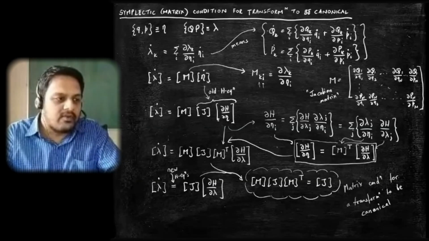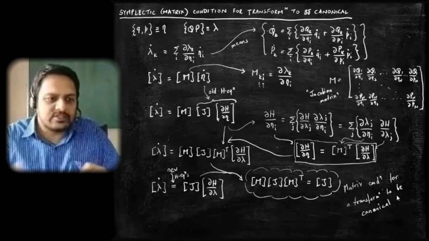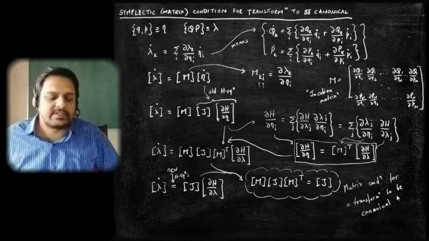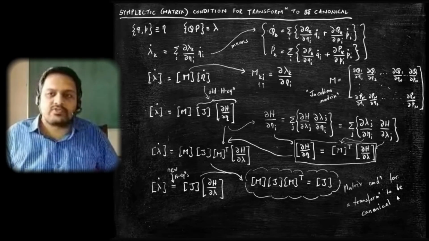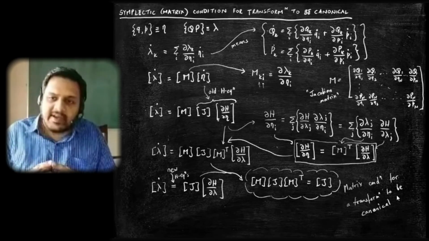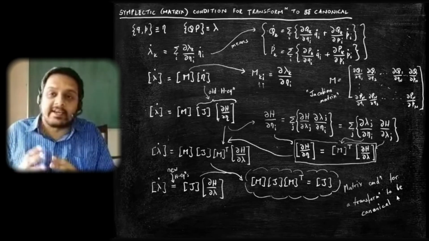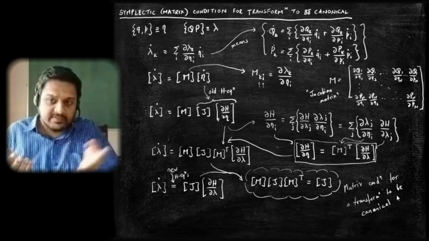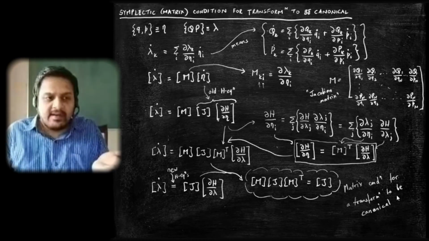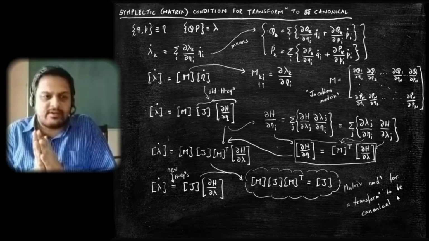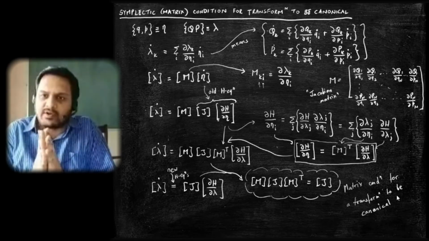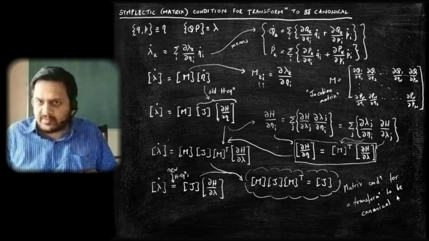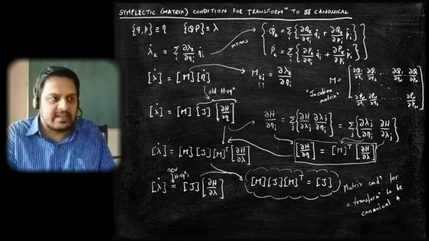To conclude for today, let us do one more thing and then we will stop. The one more thing is to correlate what we had done earlier, that is the generating function type of approach to canonical transformation, and this one, the matrix type of approach, and try to see whether both can be similar to each other or both can be related to each other. Okay? That is our next stop, and then we will conclude for today.